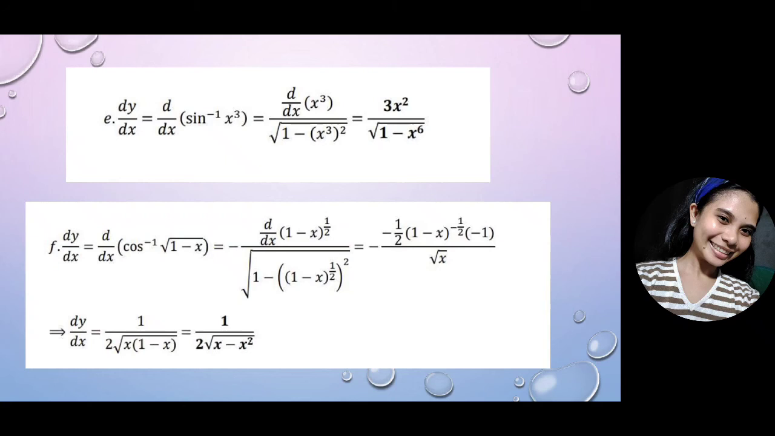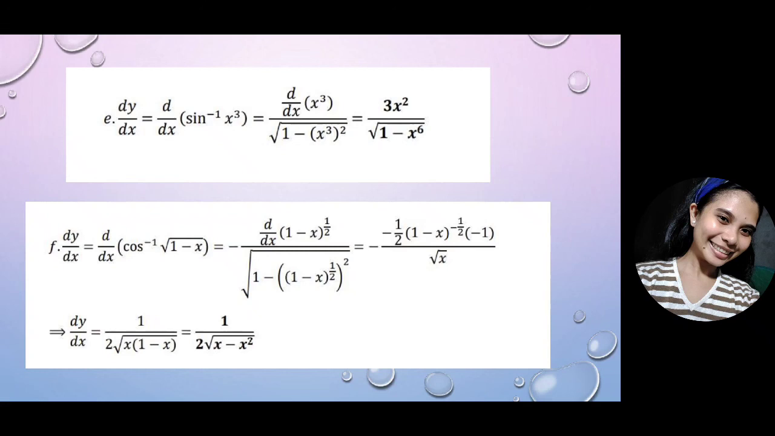Our last example is letter F, which is cosine raised to the power of negative 1 of square root of 1 minus x. From the problem, we have to use the formula for cosine, which is negative the derivative of u over the derivative of x, all over square root of 1 minus u squared. Our inverse trigonometric function here is cosine raised to the power of negative 1, and our u here is the square root of 1 minus x.